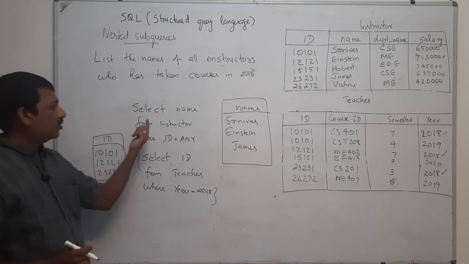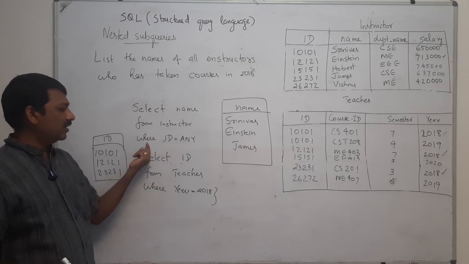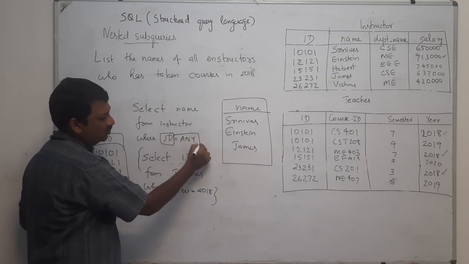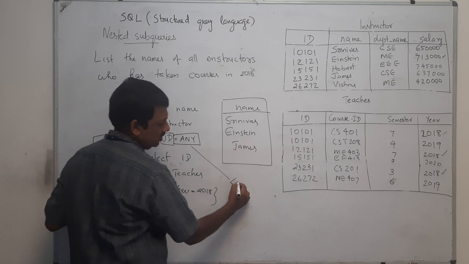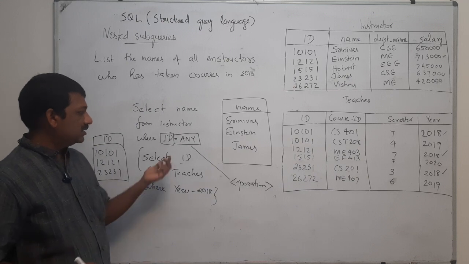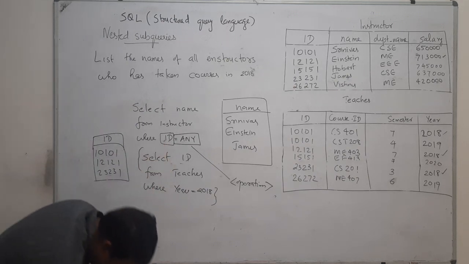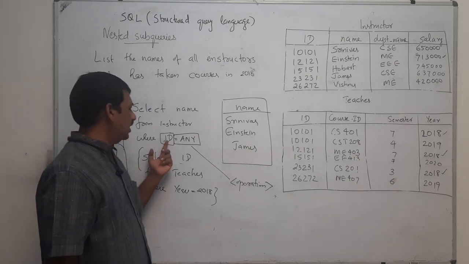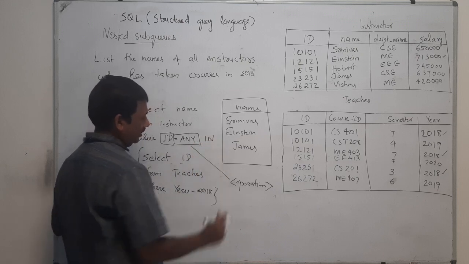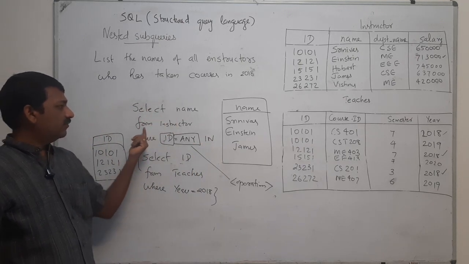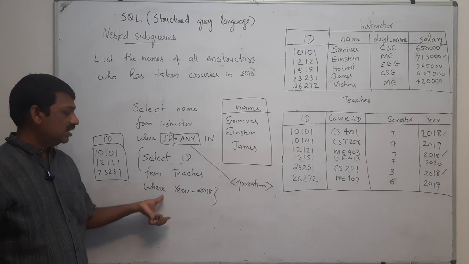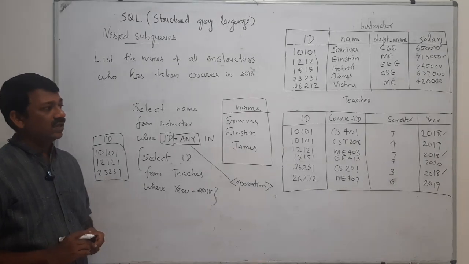So select name from instructor where ID equal to any. Here this ID is a single attribute, and this equal to any is a kind of operation. That means this should be a single attribute, and this is equal to any. This equal to any can be replaced by in. So we can have select name from instructor where ID in, select ID from teachers where year equal to 2018.